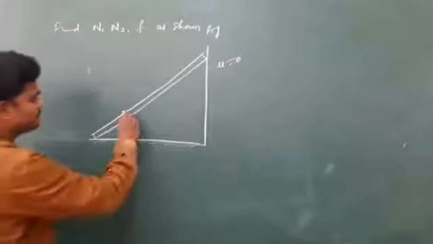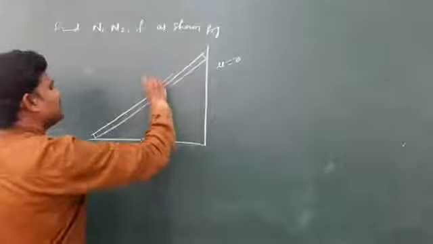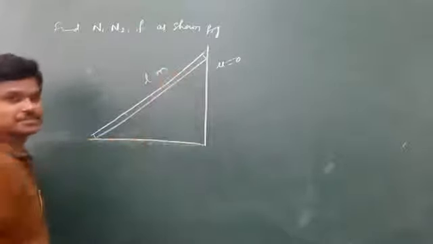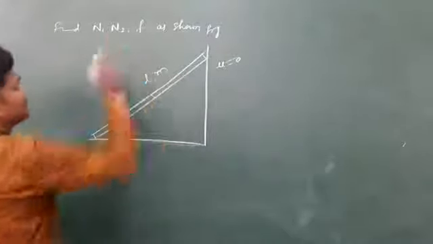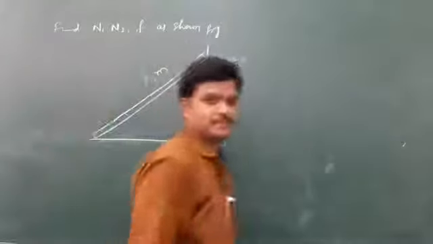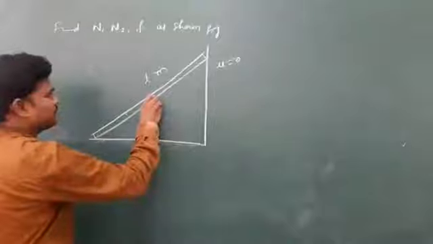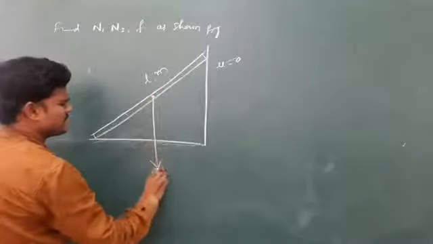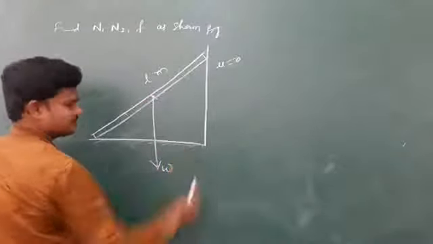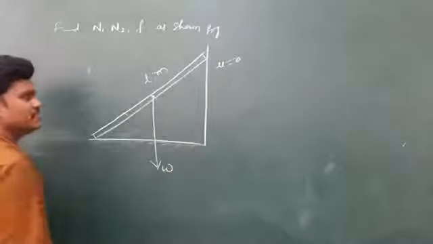This is the ladder whose length is L and mass is M, let us suppose. They are asking to find what is N1, what is N2 and what is F. Next I will give you questions. Anyhow, the weight of the ladder acts vertically downwards.